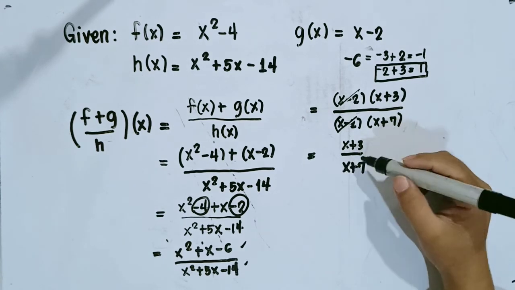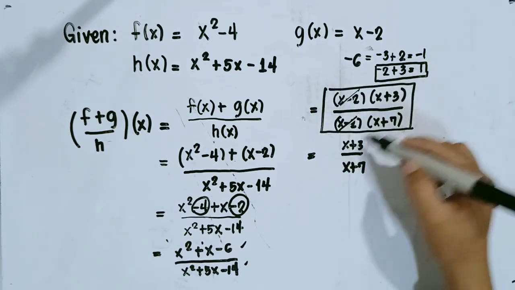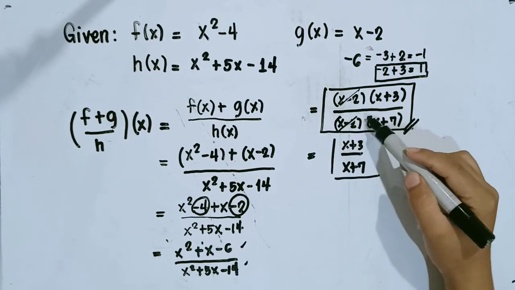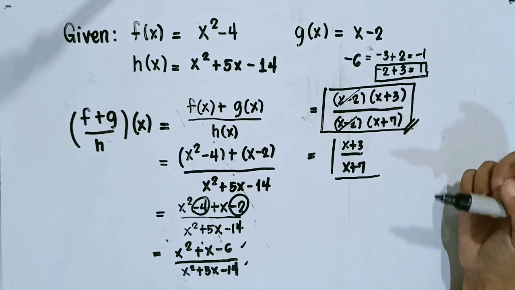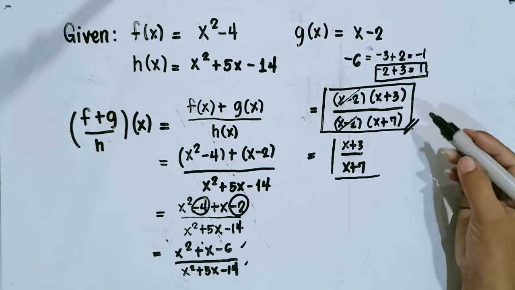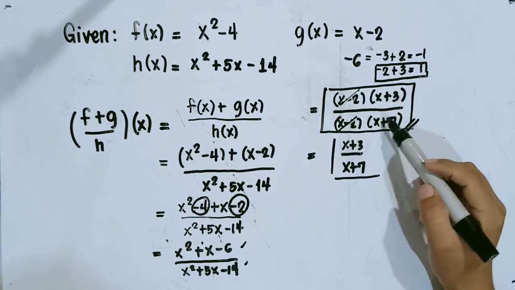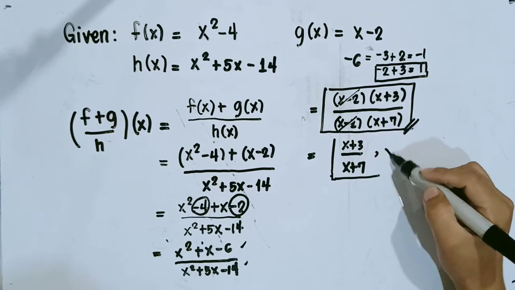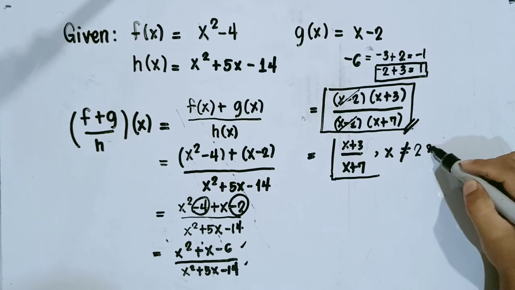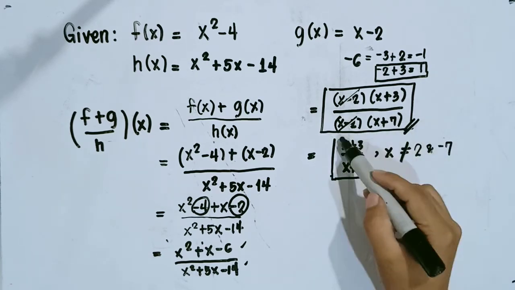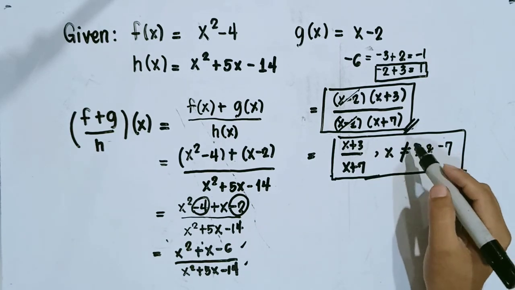Now again, we will base our restriction in this part, not in this part. So we have here two restrictions in the denominator because our denominator is quadratic. Therefore, we have two values that are restricted in the denominator. So we have x minus 2 and x plus 7. So if we transpose it one by one, our restriction is x is not equal to, transpose negative 2, that will become positive 2, and positive 7, negative 7. So our final answer is x plus 3 over x plus 7, in which x is not equal to 2 and negative 7.